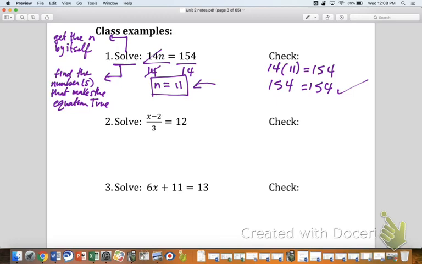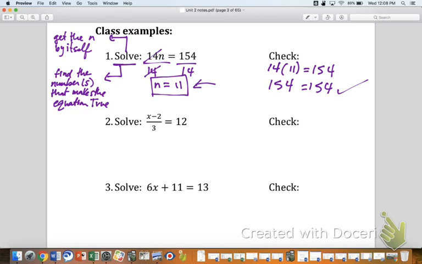Okay, number 2 says solve. This one's a little more complicated, right? Because you ask yourself, is the x all by itself? And obviously the answer is no. There's not one thing with the x. There are two things with the x. And so what I need to do is get rid of the minus 2 and get rid of the 3, right? There's two things there with it.